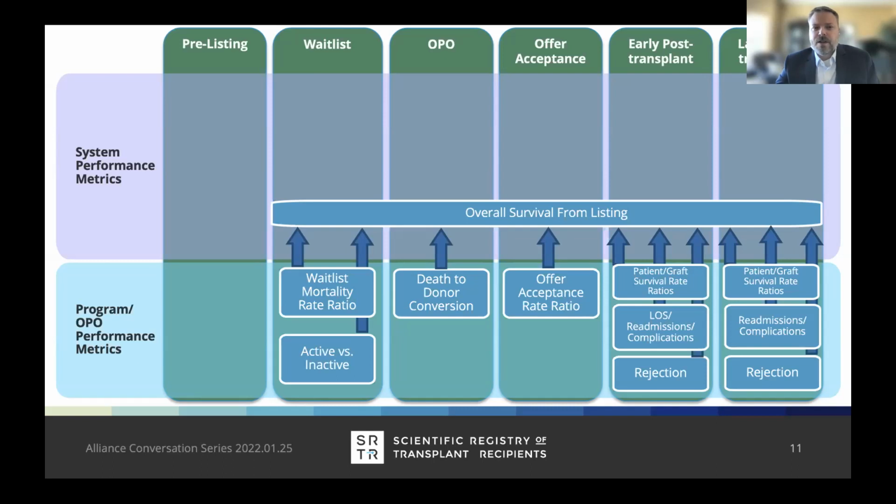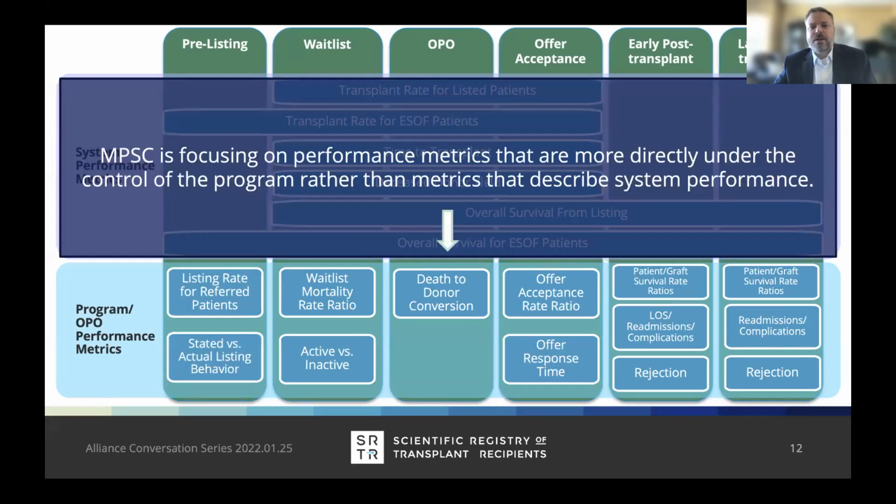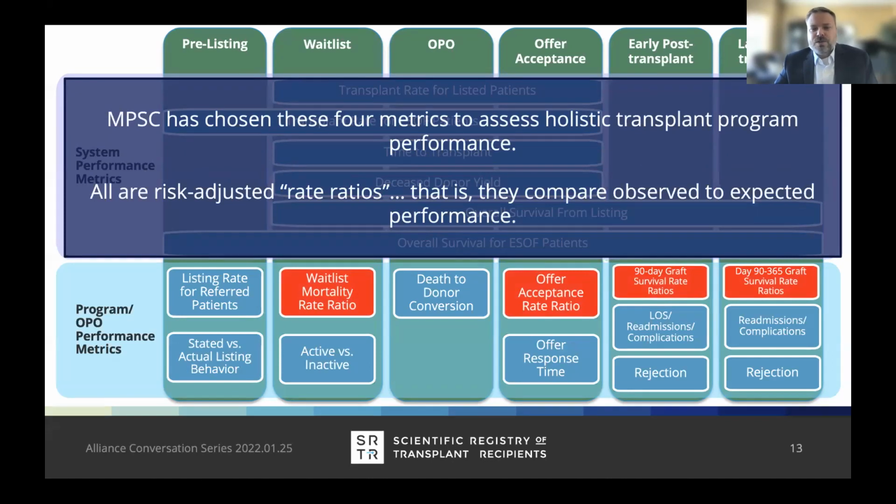If they're trying to help OPOs or transplant programs improve, they want to focus on that part of the process that they have the most control over. So they greatly focused their attention below, and they chose these 4 in red to look at for that more balanced scorecard approach for transplant programs. Importantly, these are all rate ratios, which I'll talk more about. That means that we're comparing observed outcomes to expected outcomes based on risk adjustment.